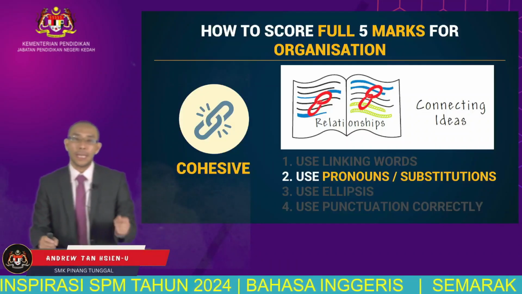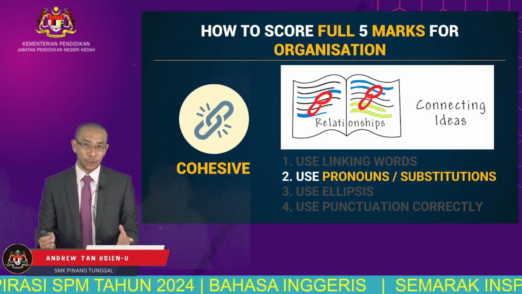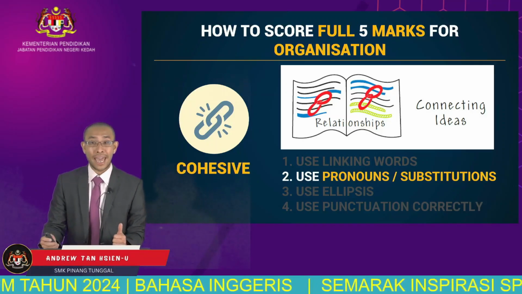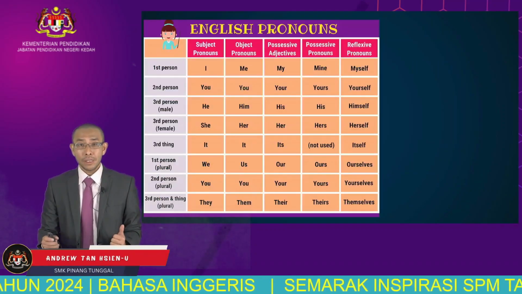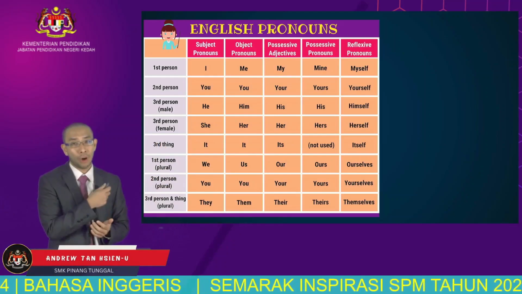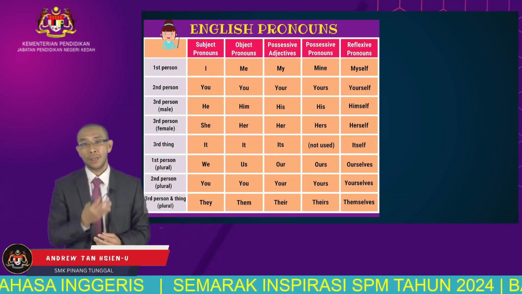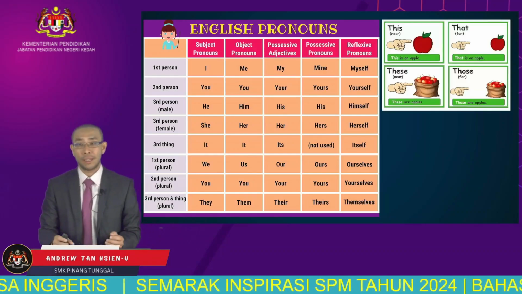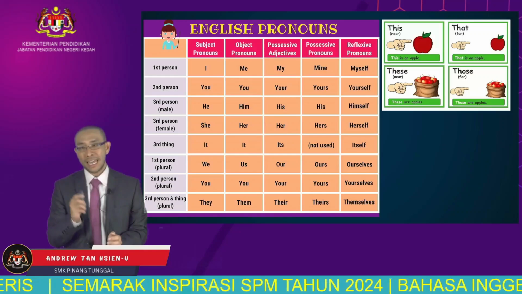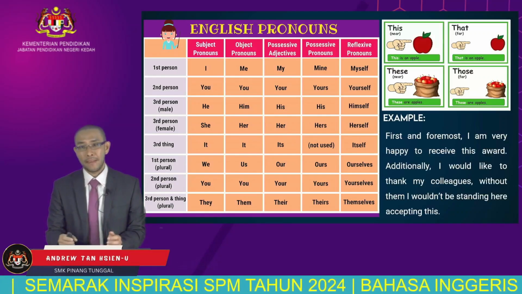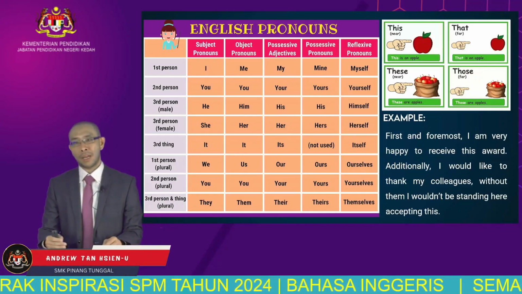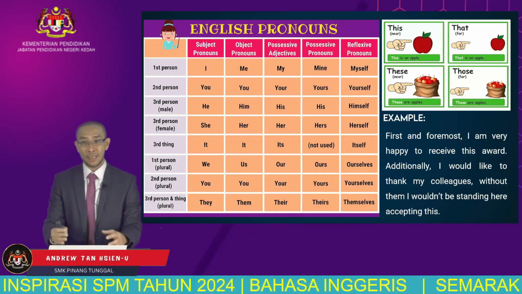Now let's talk about the next method you can use to score high marks for your organization, which is to use pronouns and substitutions. So here is a list of all the common pronouns. You have your subject pronouns, your object pronouns, your possessive adjectives, your possessive pronouns, and your reflexive pronouns. And you also have your this, these, that, and those. Let's take a look at an example of how it is done. First and foremost, I am very happy to receive this award. Additionally, I would like to thank my colleagues. Without them, I wouldn't be standing here accepting this.